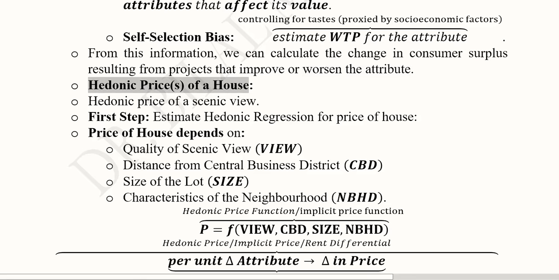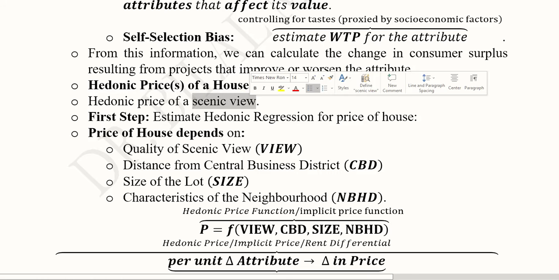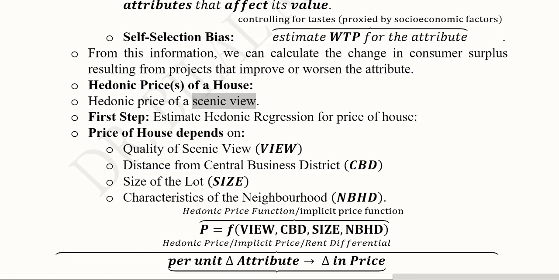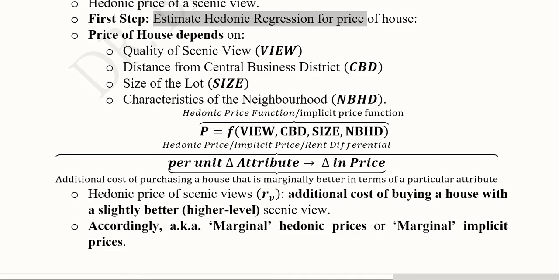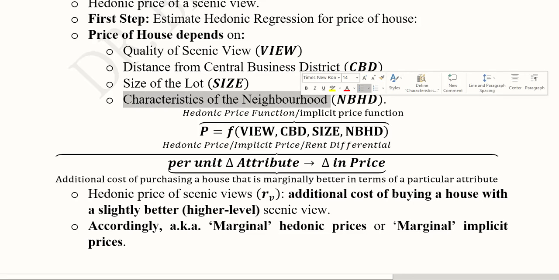So let's talk about the hedonic price specifically. We are focusing on one of the factors, that is the attribute of scenic view. The first step is to find out the hedonic regression. By hedonic regression we mean all those features are included in the regression that can affect the value of the house. These features or attributes include the quality of the scenic view, represented with this acronym, the distance from the central business district, CBD, the size of the lot, size, and the characteristics of the neighborhood.